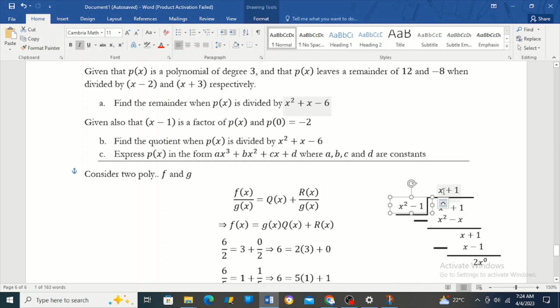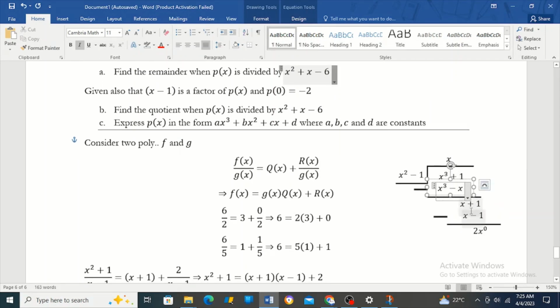x cubed on x squared, you see it gives you x. Okay, now x times x squared is x cubed, and then x times negative 1 is negative x. When we subtract, x cubed will cancel and we are left with x plus 1. You see that we cannot further divide again, so we just end there, because in x plus 1 the degree is 1, but here the degree is 2, so we cannot further divide. So at the end you see that the quotient is linear and the remainder is also linear. That's just a general case.